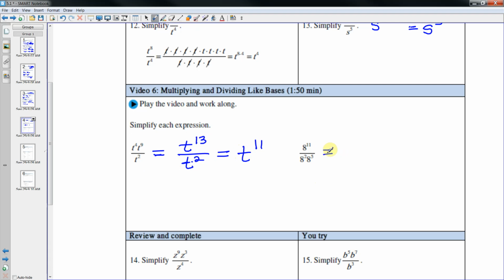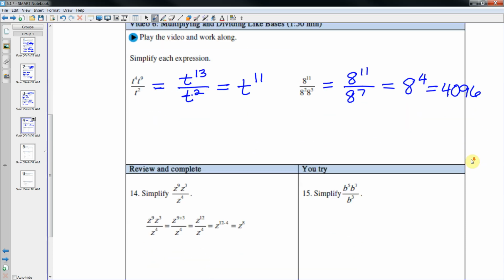Now on this one, I cannot do anything with the numerator, it stays an 8 to the 11th. But on the bottom, 8 squared times 8 to the 5th, 2 plus 5 would give me 7. And then we could subtract these. 11 minus 7 gives me 8 to the 4th. And then if I want to work out what 8 to the 4th is, that's going to be equal to 4,096.